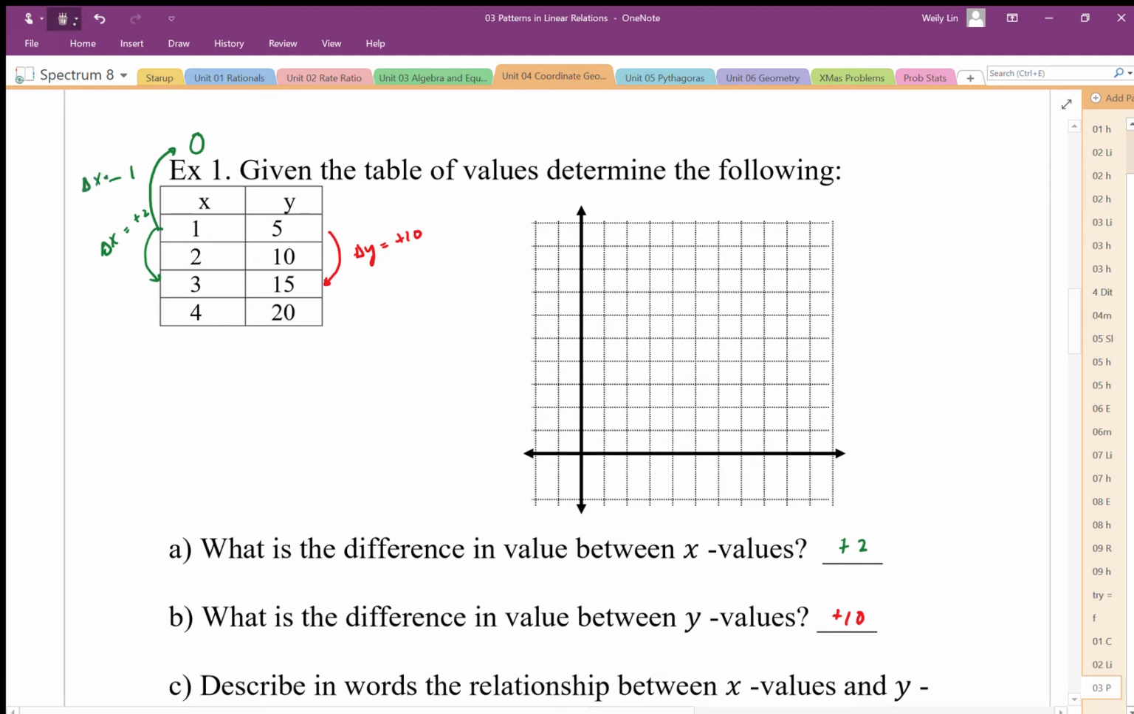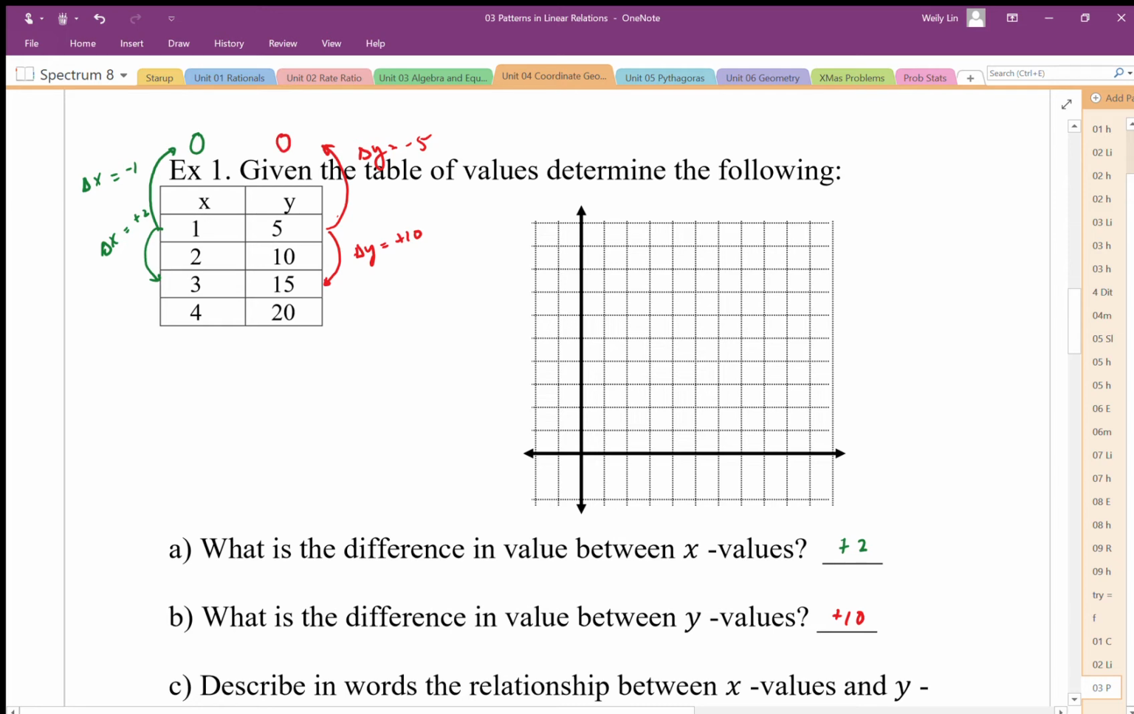What does the change in y have to be if I go backwards like this? So my change in y, if I go +1 in x, is +5 for the y. So if I go -1, so in here the change in x is -1, the change in y then must be -5. So I'm going to go 5 to 0.